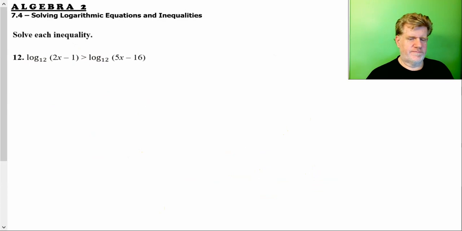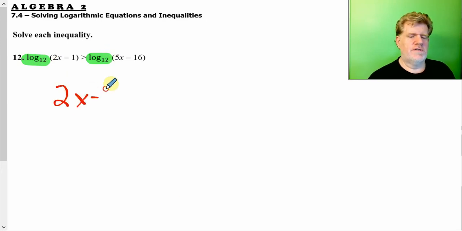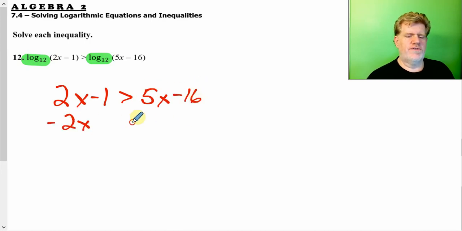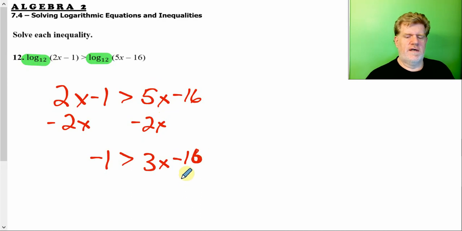Okay. Same thing here. We got the same bases. So we are good. All we have to do is set the expressions 2x minus 1 greater than 5x minus 16, and we go ahead and solve. Subtract 2x from both sides. What's that? 3x minus 16. Whoa, 16. Add 16 to both sides. 15 is greater than 3x.